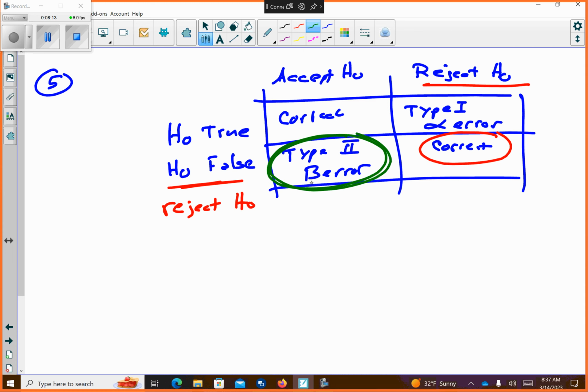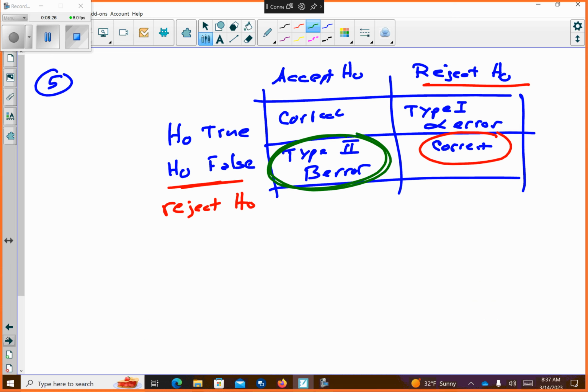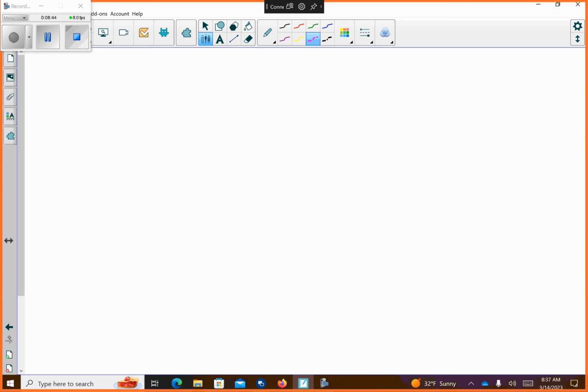Did I do that right? We reject, oh, wait. What did I say? We reject the null. It's false. And we accept. No, it is a type 2 error. Sorry. All right. Alpha was set to 0.08.